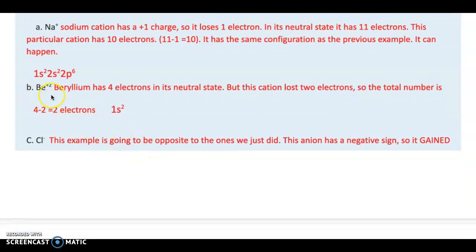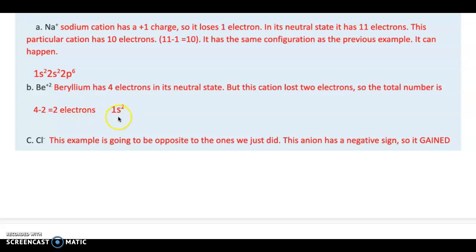Okay, beryllium plus 2. Neutral beryllium has 4 electrons, right? And this beryllium lost 2 electrons. Therefore, it has 4 minus 2 is 2 electrons. So this particular ion has 2 electrons. It's very easy to fill up your subshells because you have only 2.